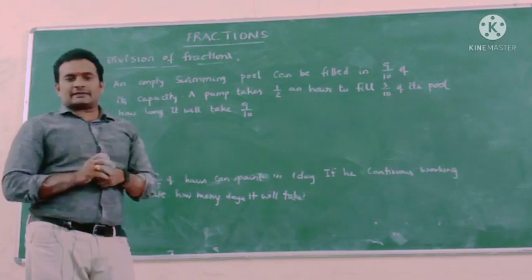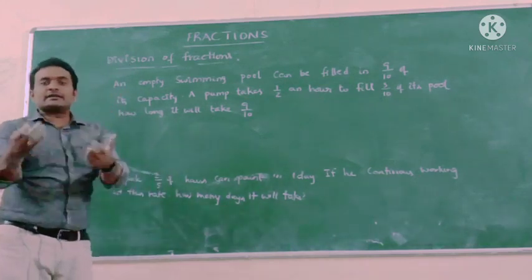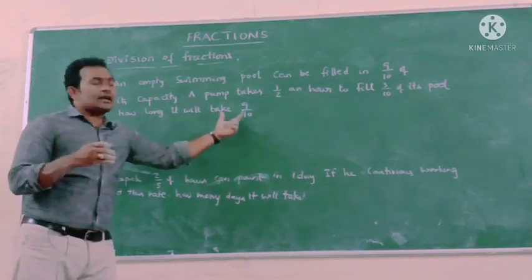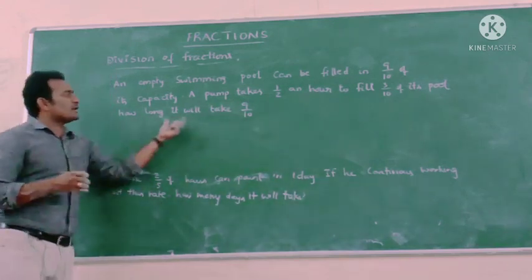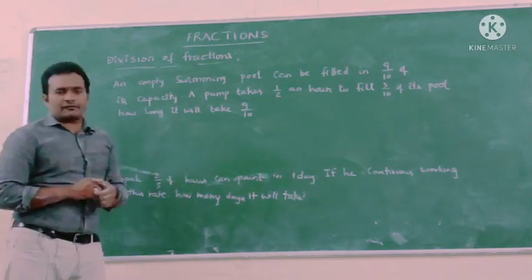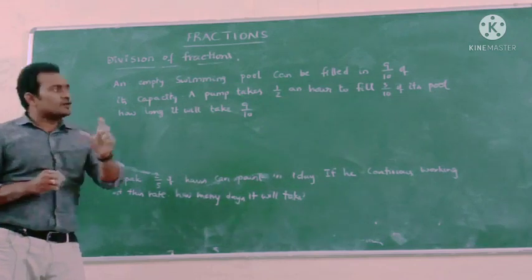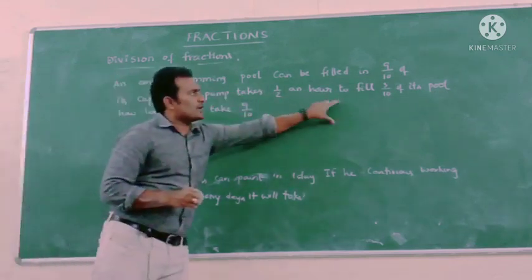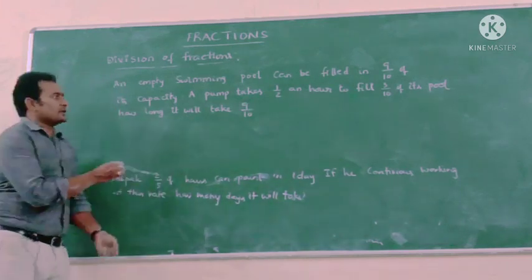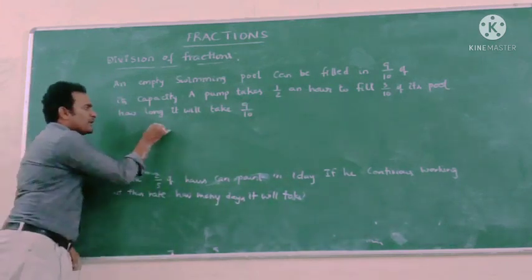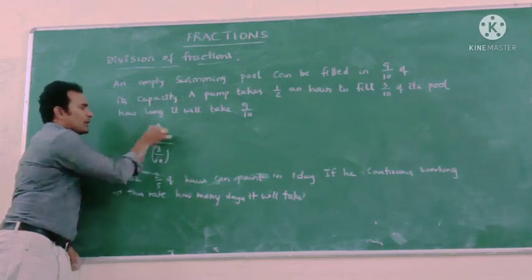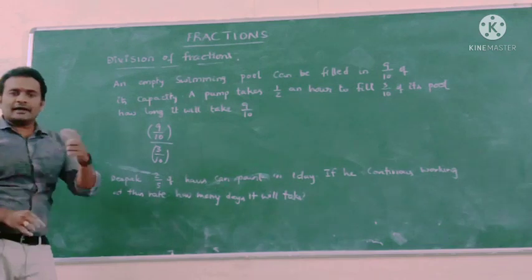A pump takes half an hour to fill the 3/10th part. How long will it take to complete filling the swimming pool? So we have to find the solution of this problem. You can see that 3/10th part can be filled in half an hour. How many parts? 9/10th part. So simply, how many 3/10s are there in 9/10?